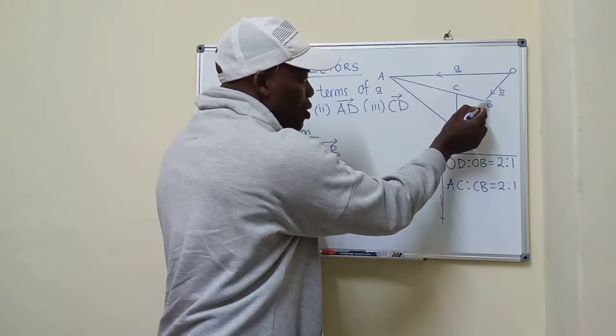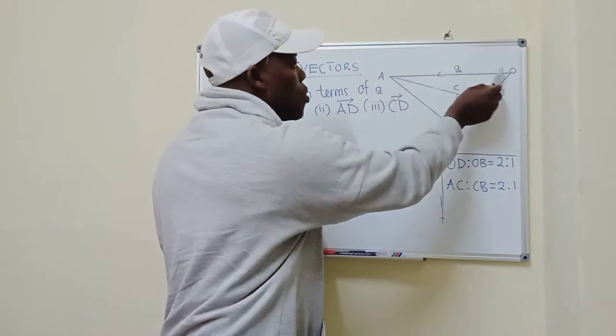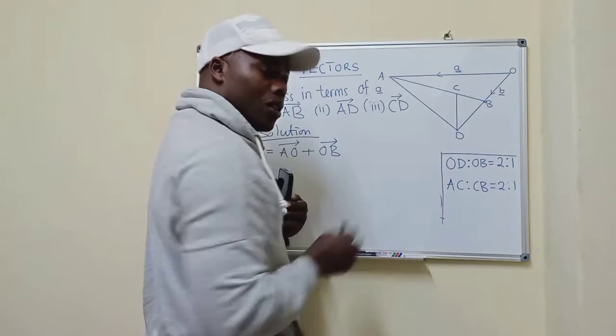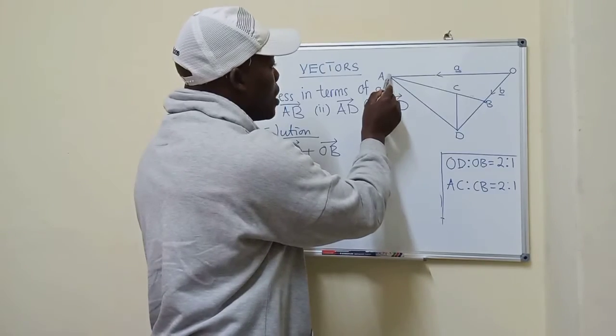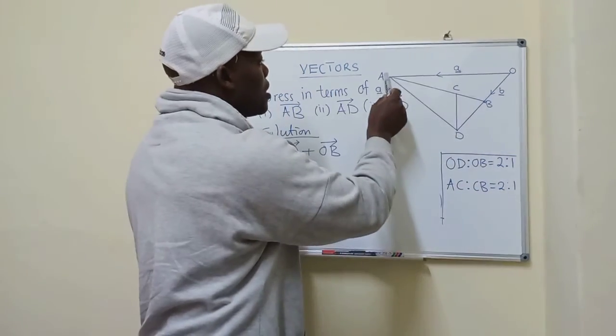If you don't want to use this route, which other route can you use? You can move from A to O, and then O to B. You have reached B. Or you can move from A to D, D to B. But I've decided to use this.